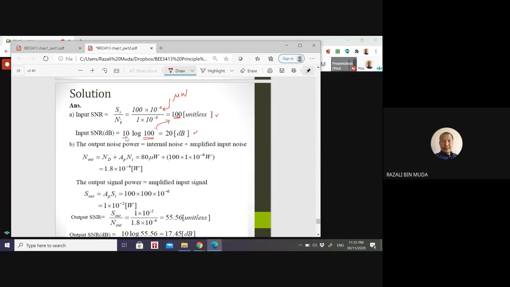The output noise power is the internal noise plus the amplified noise. So N out is ND plus A times NI. This is the equation given in the text. This is the output, this is the input noise, amplified 100 times. So this is A, amplifying the input noise, plus the internal noise. So it becomes 1.8 times 10 to the power of minus 4 watt.